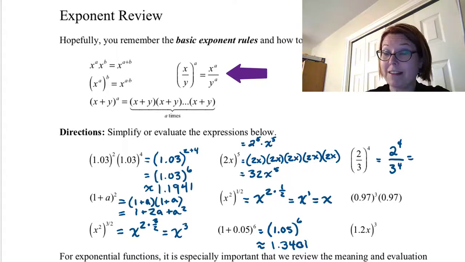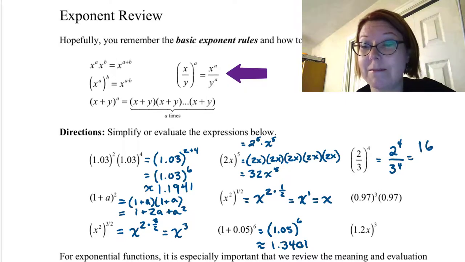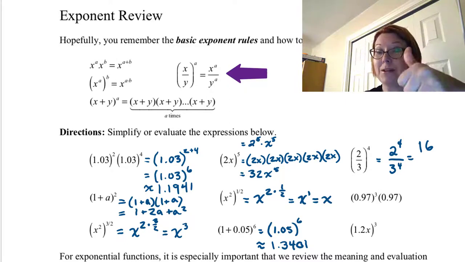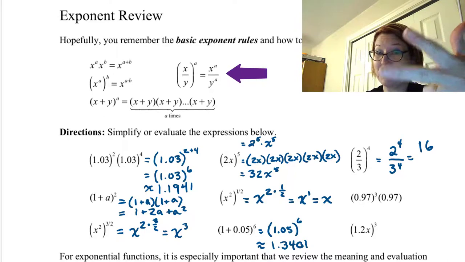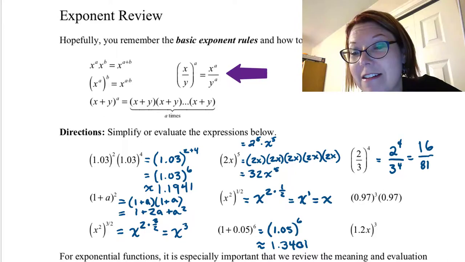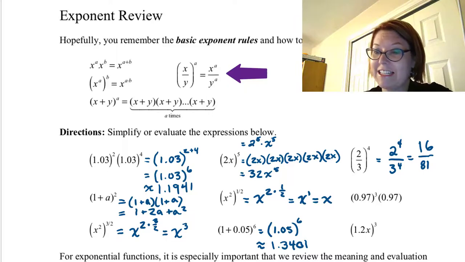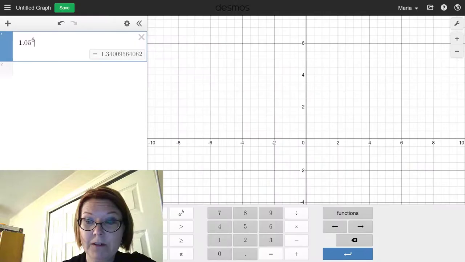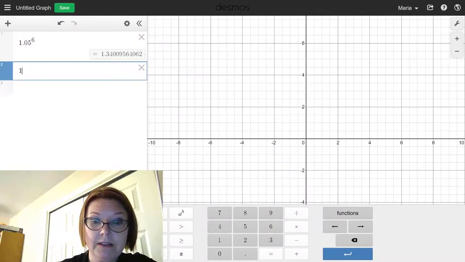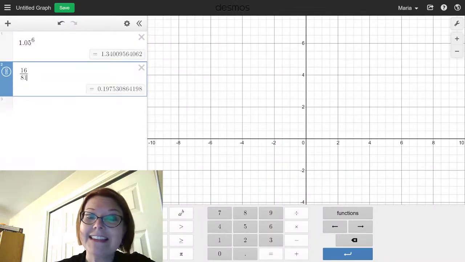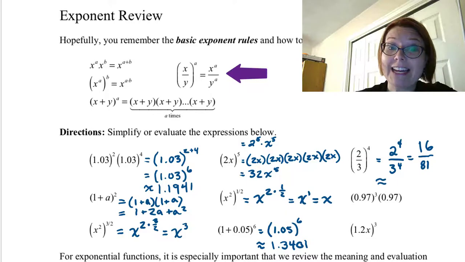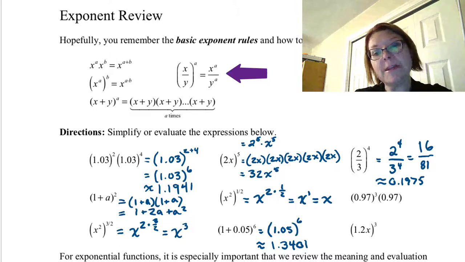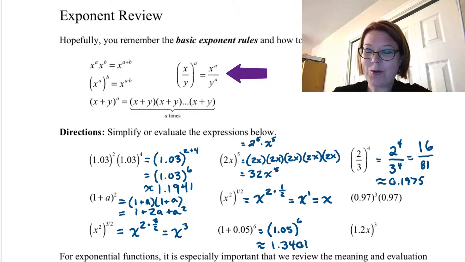Now 2 to the fourth is 2 times 2, which is 4, times 2, which is 8, times 2, which is 16. And 3 to the fourth is 3 times 3, which is 9, times 3, which is 27, times 3, which is 81. So we can get a nice fraction out of that, 16 divided by 81. And we can work out a decimal for that if we want. Let's jump over to Desmos and just do 16 divided by 81. That gives us 0.1975 when we round.